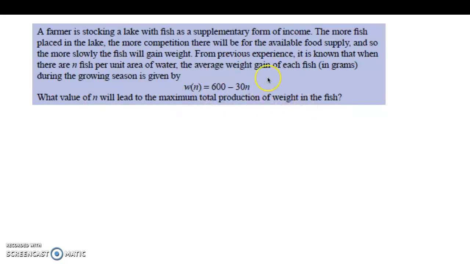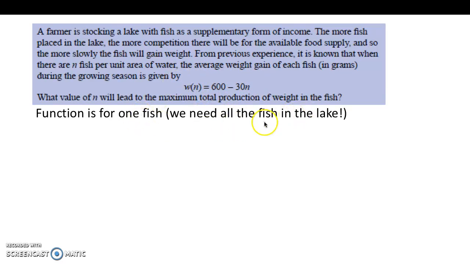We're going to be really careful here because there's a key word in here, each fish. The final result is not asking about one fish, it's asking for the whole lake. So we're not talking about one fish, we're talking about all fish. When they're asking about how many fish, we've got to be really careful, because at the moment our function doesn't tell us for all, it just tells us for one fish. So we need all the fish in the lake.